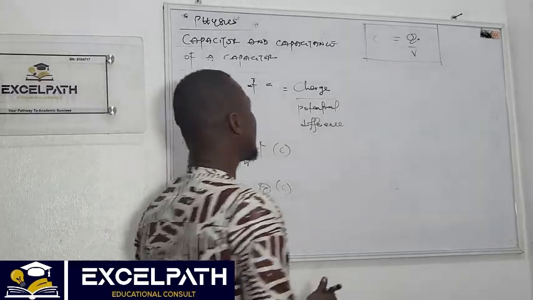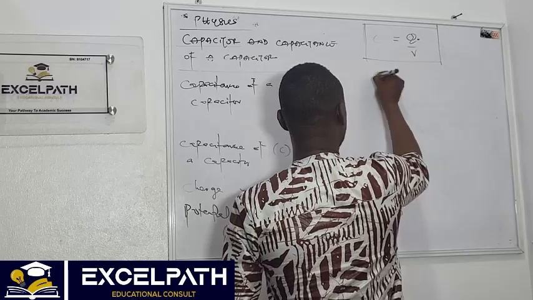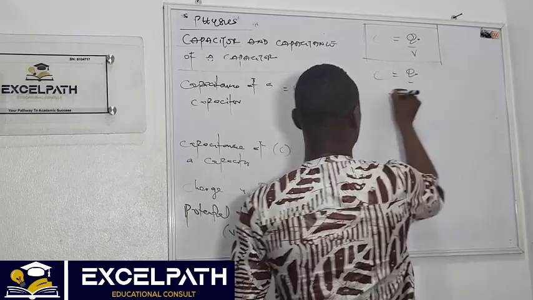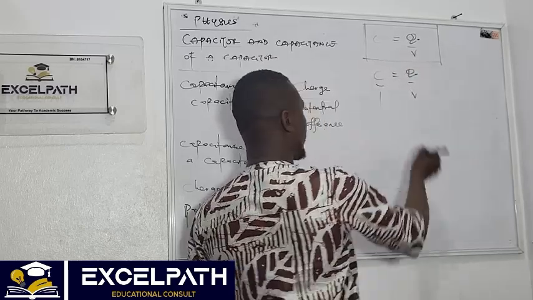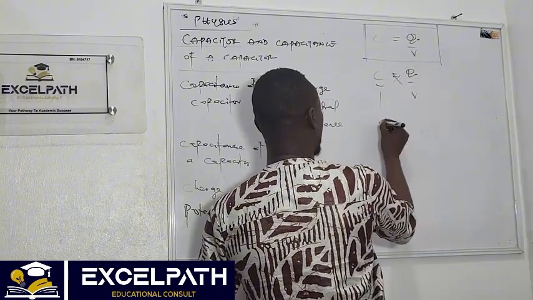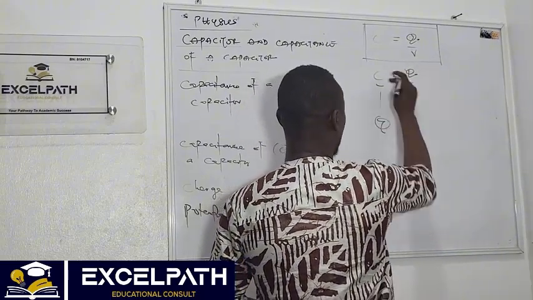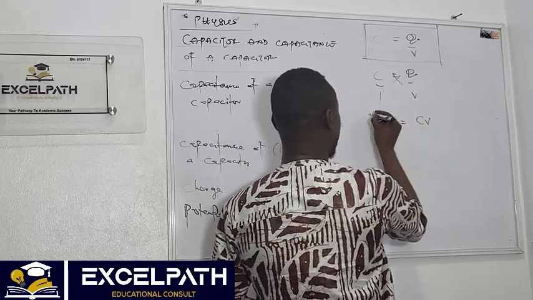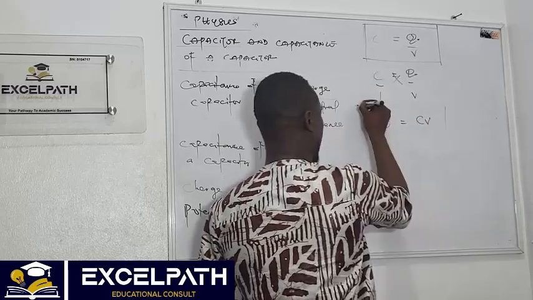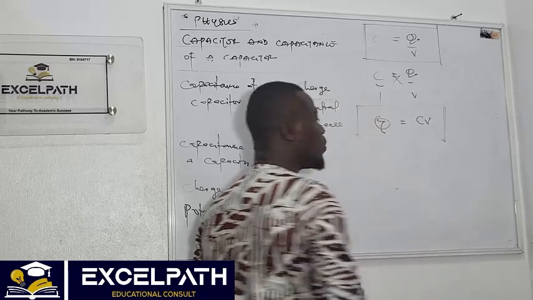I can also say C equals Q over V. This one can give me over 1. You cross multiply. Q times 1 is Q, equals C times V, which is CV. This is a formula for charge between the two plates.